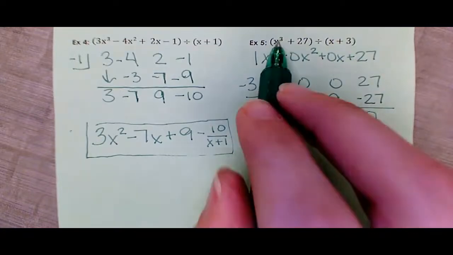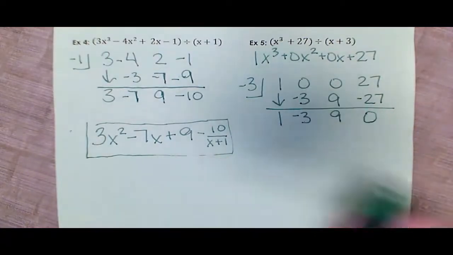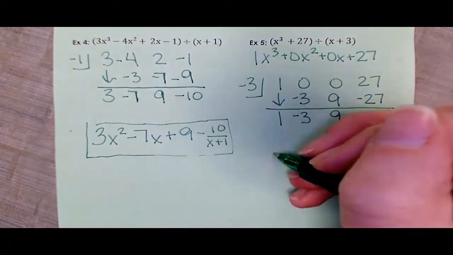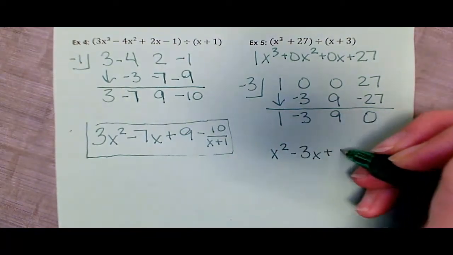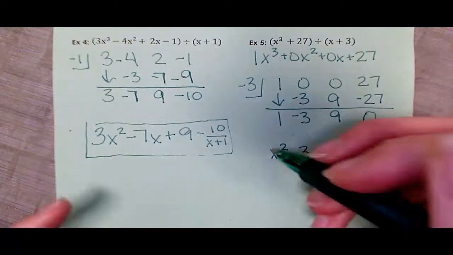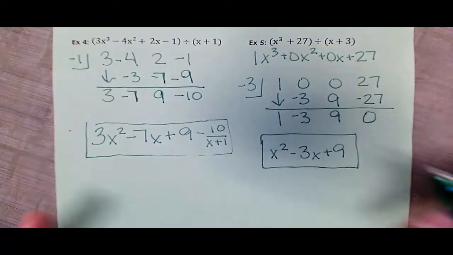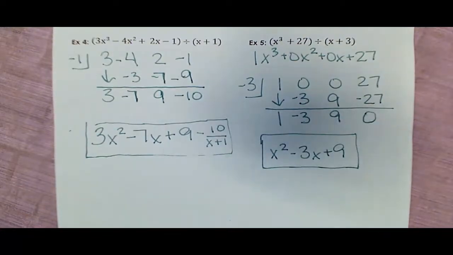My problem starts out with an x cubed, which means my answer starts out with an x squared. That's 1x squared minus 3x plus 9 with no remainder. So go ahead and flip to the next page. We're going to do one more type of thing with synthetic division, and then you can start working on your homework.